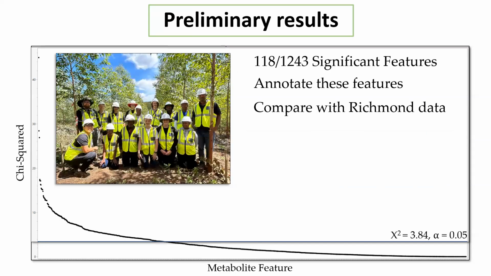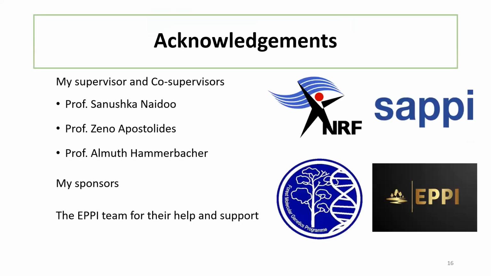We want to compare with the Richmond data, which is the next field trial we're harvesting in May. We want to see if those patterns match up. Additionally, we want to look at the actual LCMS and GCMS data, which I've started with now. I wish I could show that, but unfortunately, we did have those delays.